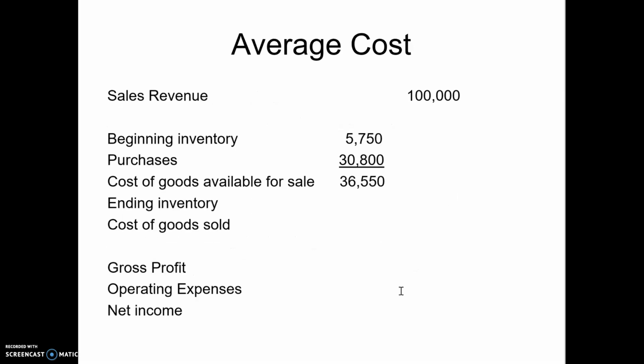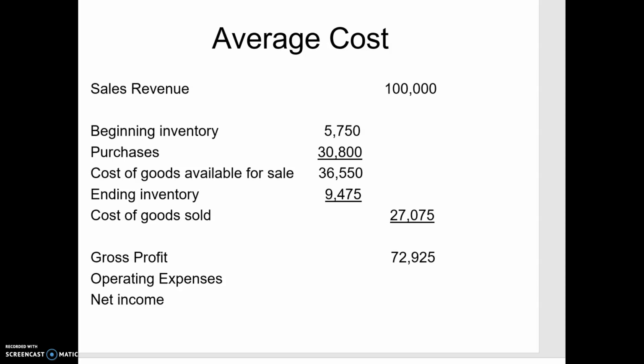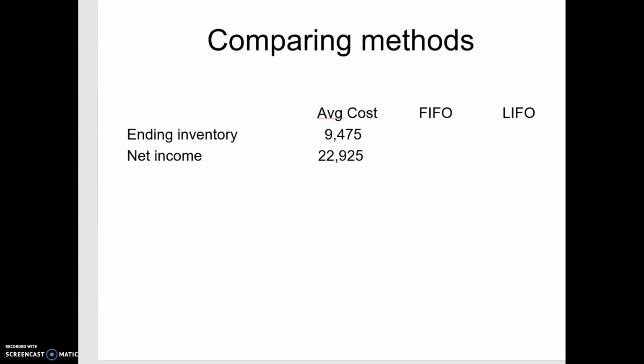Now if we look at our income statement, we had $36,550 available for sale. If we subtract our ending inventory, that gives us our cost of goods sold. We take our sales revenue minus our cost of goods sold, that gives us our gross profit. Subtract our operating expenses, and that gives us our net income. So we can see if we are using average cost, our ending inventory is $9,475, and we'll have net income of $22,925. We want to look at how we would compute these things under FIFO and LIFO.